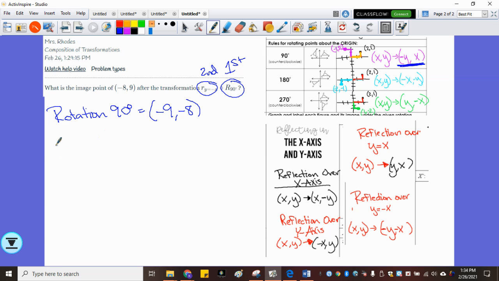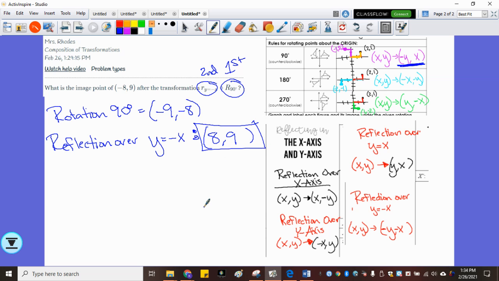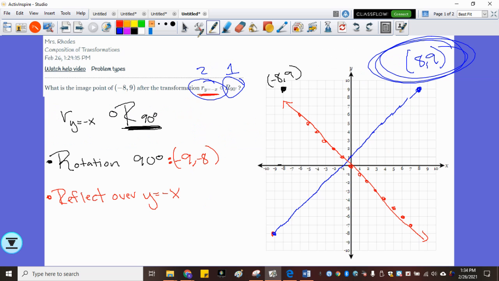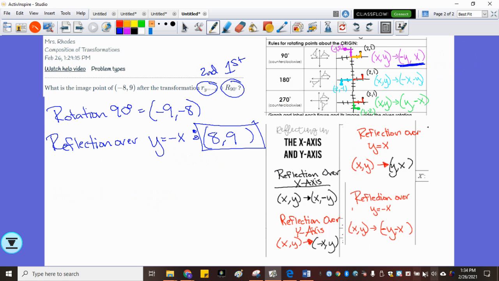And then reflection over y equals negative x. I change the sign. I flip it again. x and y switch, and they both change signs. 8, 9. So that's 2 different ways to do it. This one's just a more visual way, and then this one's using all your formulas.